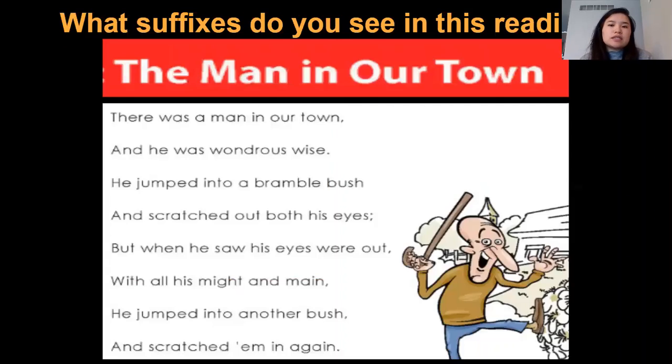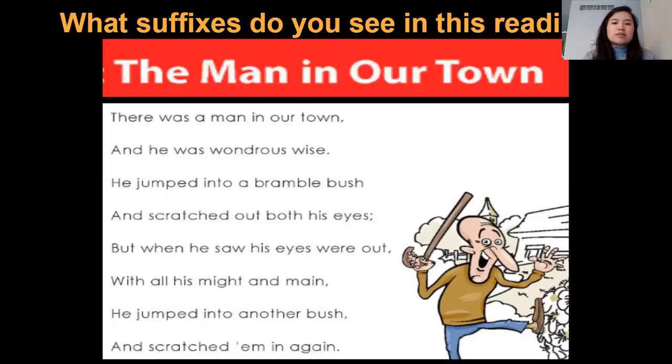What suffixes do you see in this reading? The Man in Our Town. Please read with me as I read. There was a man in our town, and he was wondrous wise. He jumped into a bramble bush and scratched out both his eyes. But when he saw his eyes were out with all his might and main, he jumped into another bush and scratched them in again.